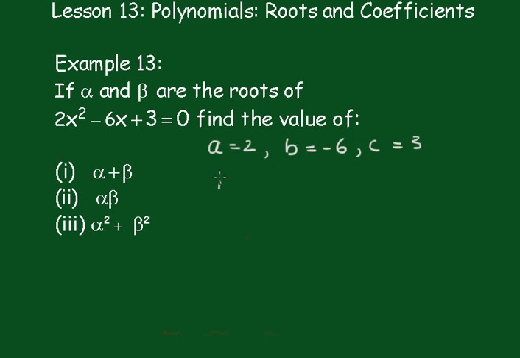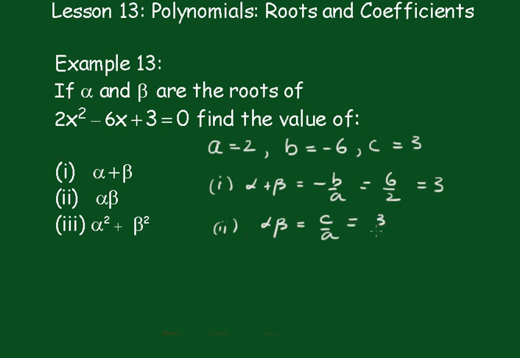Formula for part 1, alpha plus beta is equal to minus b on a. So it's minus -6, which is 6, over 2, which is 3. The second part, alpha beta is equal to c on a. Now c is 3 and a is 2. So it's equal to 3 on 2.